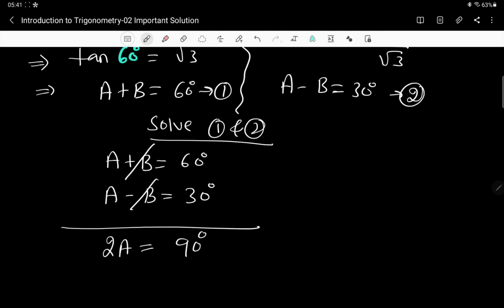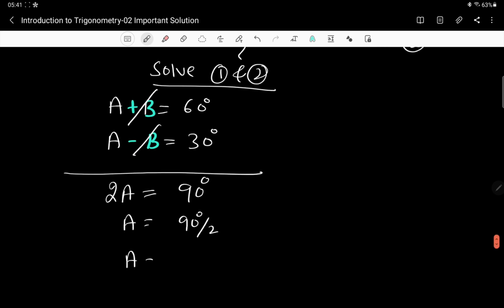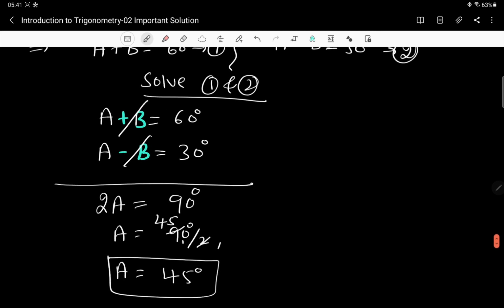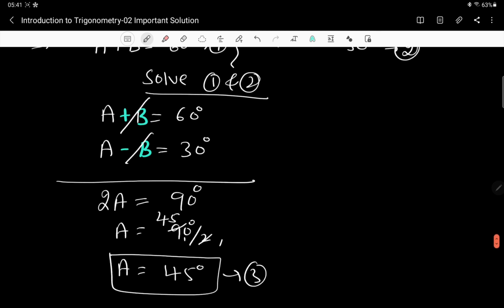See, one is plus b, another is minus b. If you just add them, they will get cancelled. One is plus, another is minus. So a is equal to 90 degree divided by 2. So a is equal to what you will get here? 45 degree. So a is 45 degree. Let me call it equation number 3.